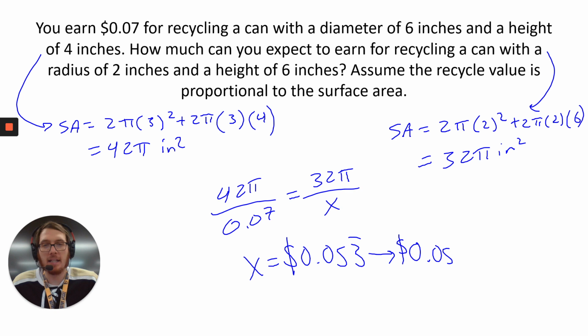Try cross multiplying that and seeing if you can get the 5 cents. I think that'll really help as you deal with proportion questions later on in different classes as you move forward.